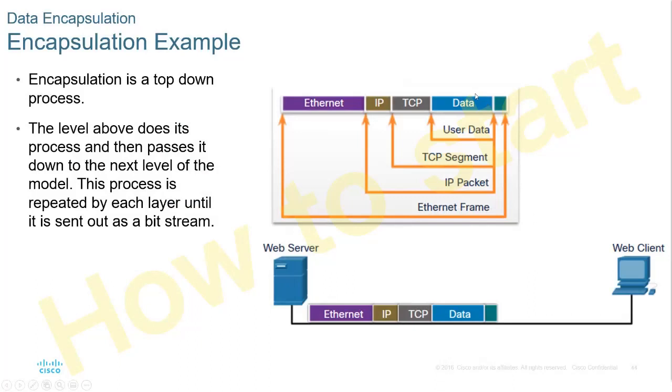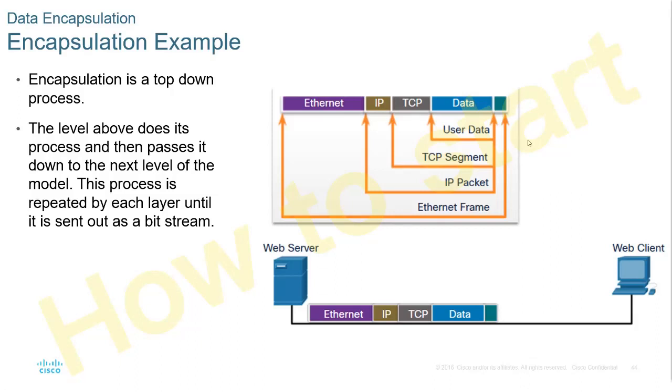Here's a different view. This is an envelope. The data gets put into the TCP envelope. The TCP envelope gets put into the IP envelope. The IP envelope gets put into the Ethernet envelope. And so these are each large envelopes that are placed in one another.